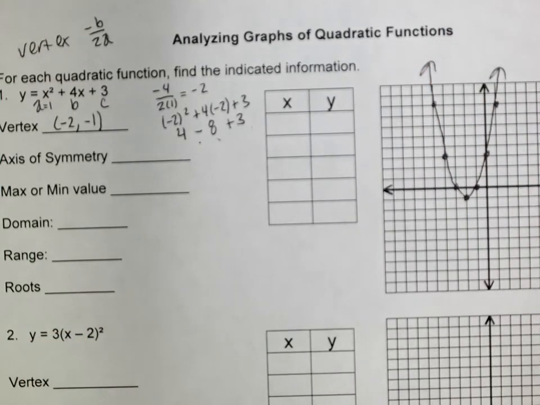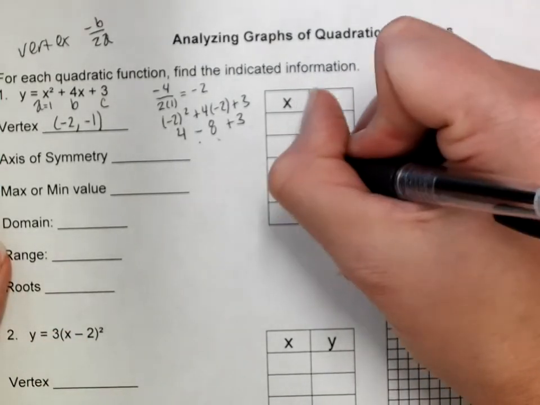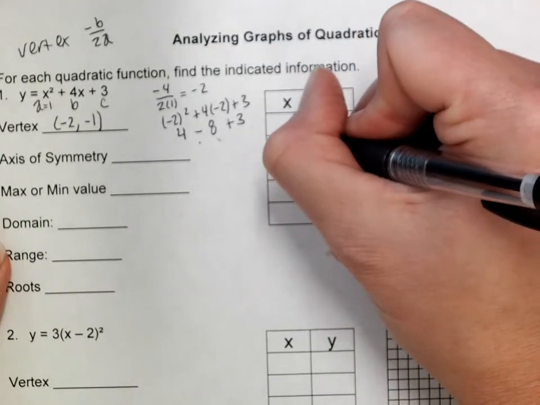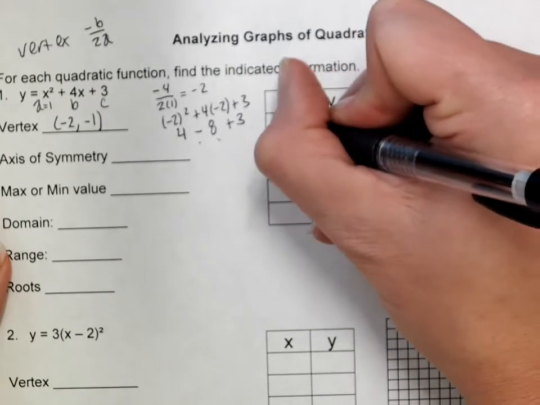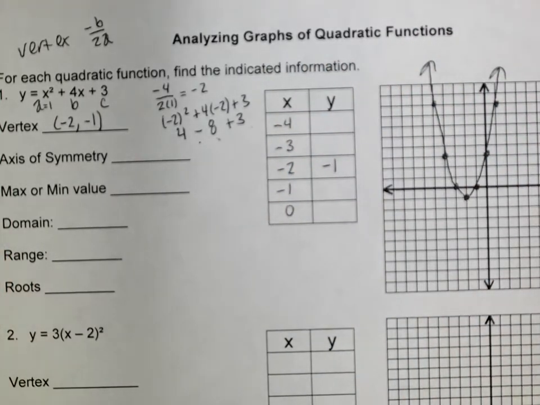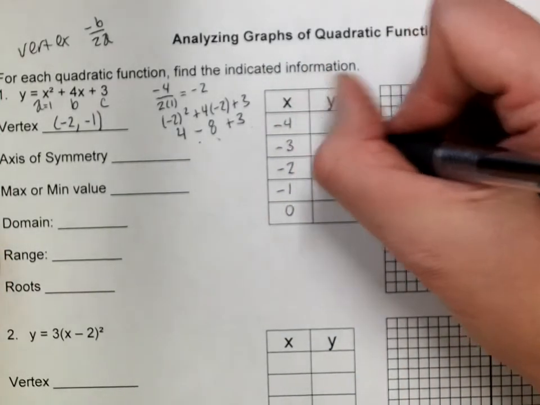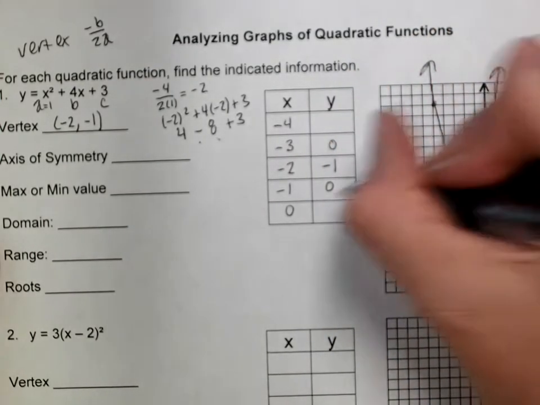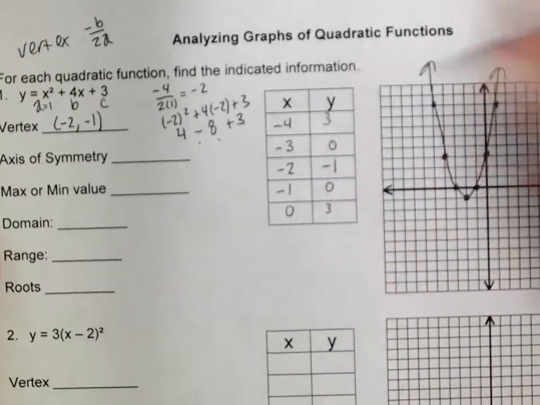I could go ahead and fill in some points here using, maybe I would start at my vertex, and this would be like negative 3, negative 4, this would be negative 1 and 0. I'm just going to go ahead and fill these in. So I know that this was at 0, 0, and this was at 3.